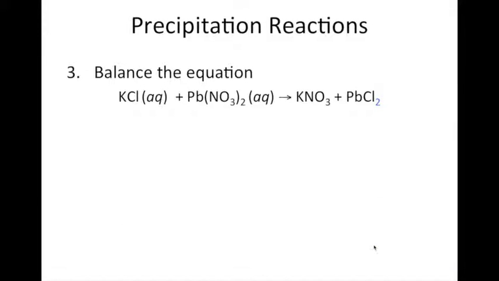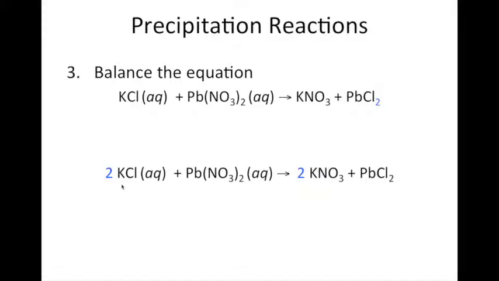In the third step, now we have to balance the equation. Okay, so here's our equation thus far. We've correctly predicted the products and written the correct formula. Now we have to balance the equation. You can see we have 1 potassium, 1 chloride, 2 chlorides, 2 nitrates, and 1 nitrate. So we have to add our coefficients, and we can only add coefficients to balance. So we add 2 in front of the potassium chloride and 2 in front of the potassium nitrate, and then we have a balanced equation.